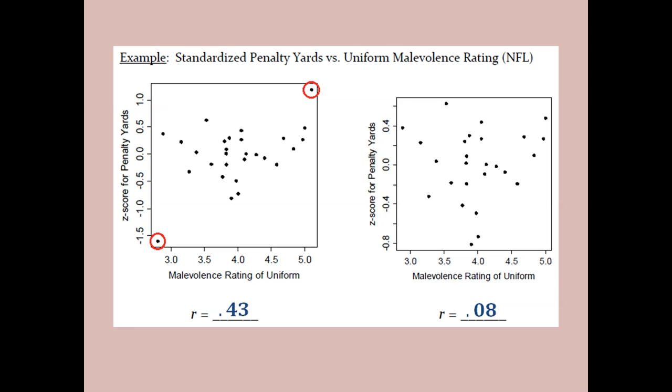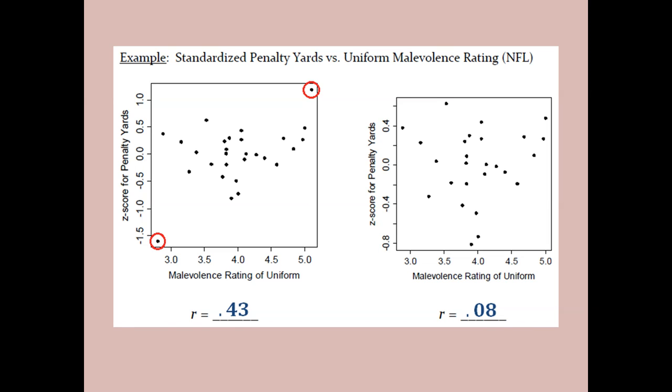So if you look at the one that's on the left, that scatter plot, there are a couple of outliers in the corners, in the lower left and the upper right. Those are removed in the scatter plot that's on the right side. And look at what happens to the correlation. It goes from 0.43 to 0.08.